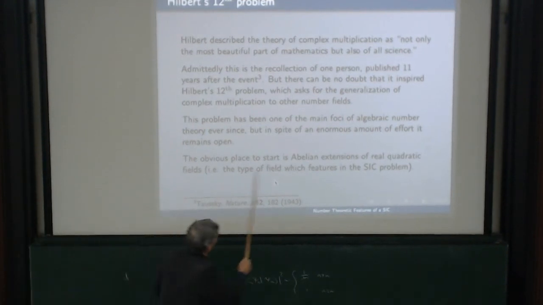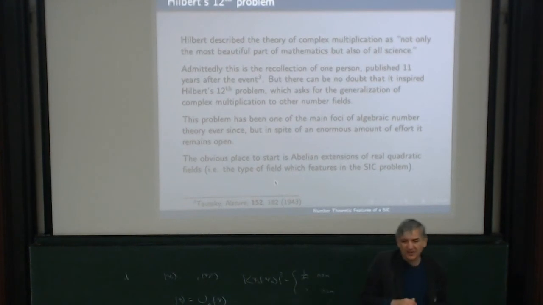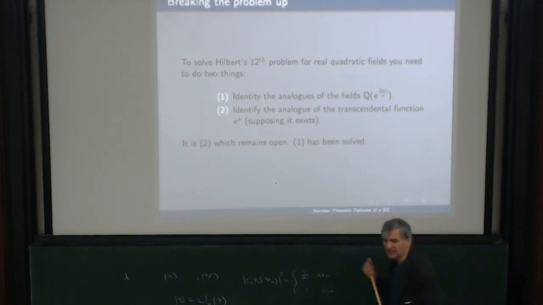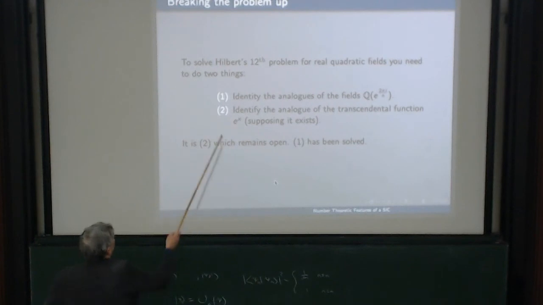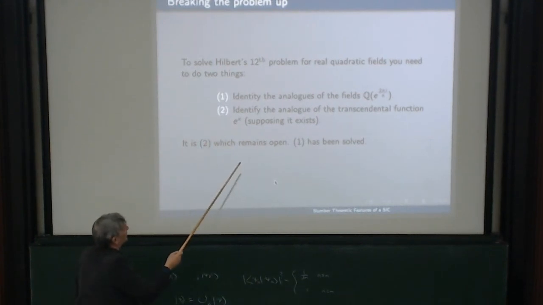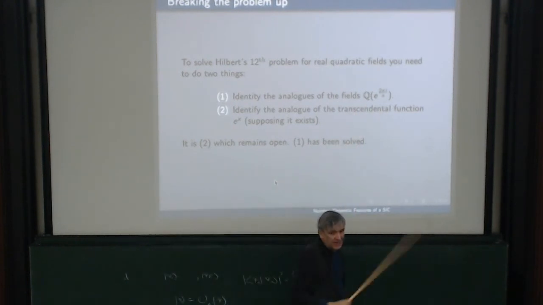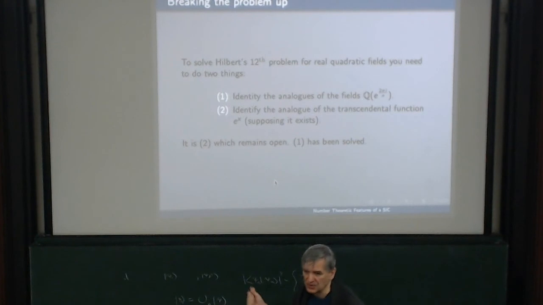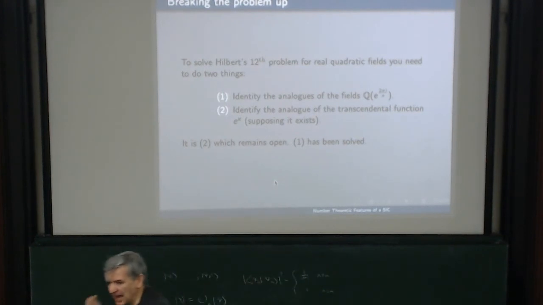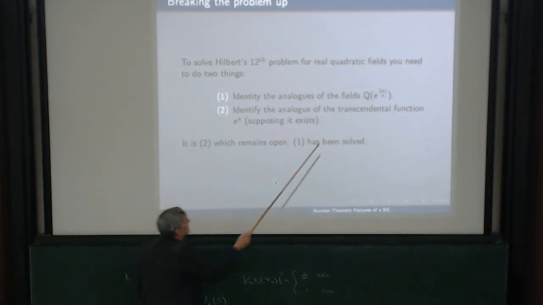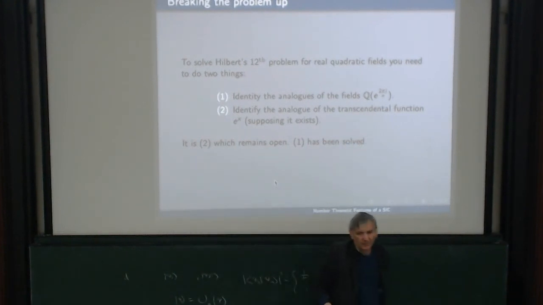And the obvious place to start is real quadratic fields, which is where people duly have started for the past 100 years without success. Now, for real quadratic fields, the first thing you need to do is identify the analogs of the cyclotomic fields, the fields which are in a certain special sense maximal. I'm not going to explain what that sense is, but the sense in which fields are maximal.